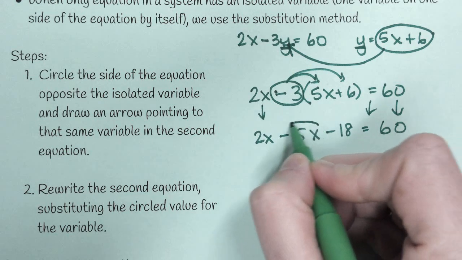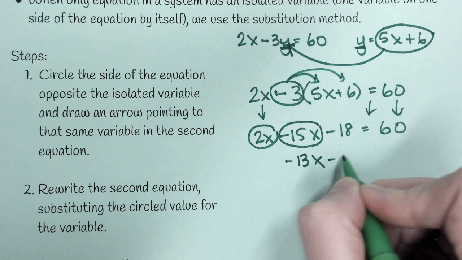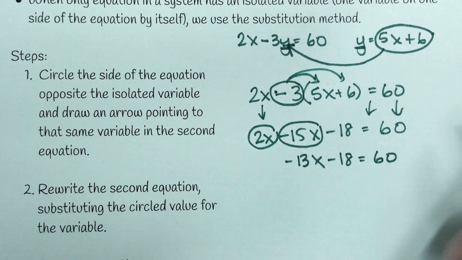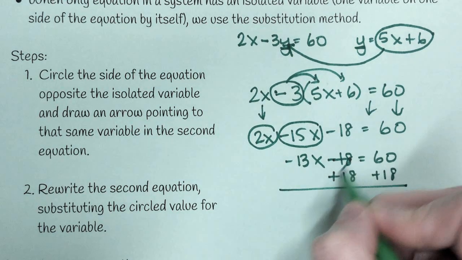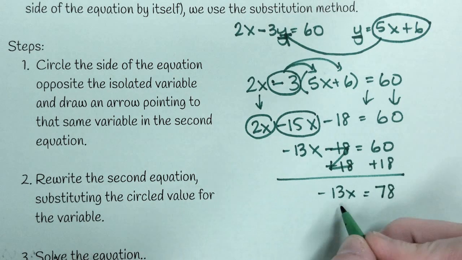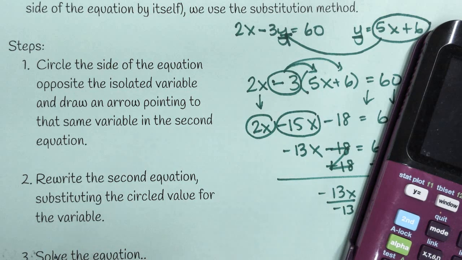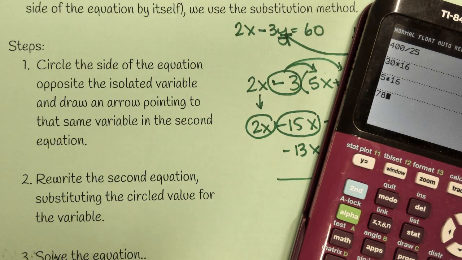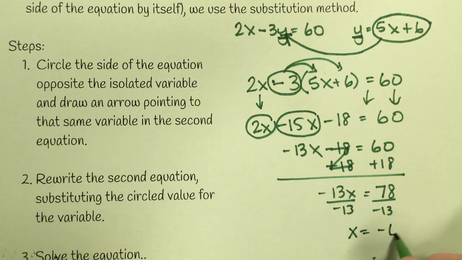Well, I have a negative 15x and a 2x. Well, 2 minus 15 is negative 13x. Minus 18 equals 60. Remember, I can't combine across the equal sign. So for that, I'm going to have to add 18 to both sides. Okay. Negative 13x equals 78. I want to divide both sides by negative 13, and I'm definitely going to use my calculator for this. 78 divided by negative 13 is negative 6. So x is negative 6.